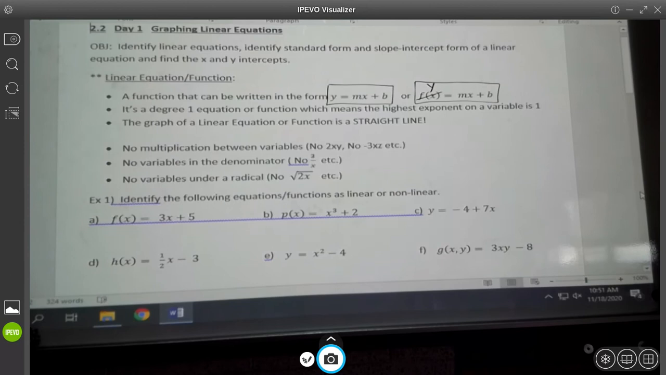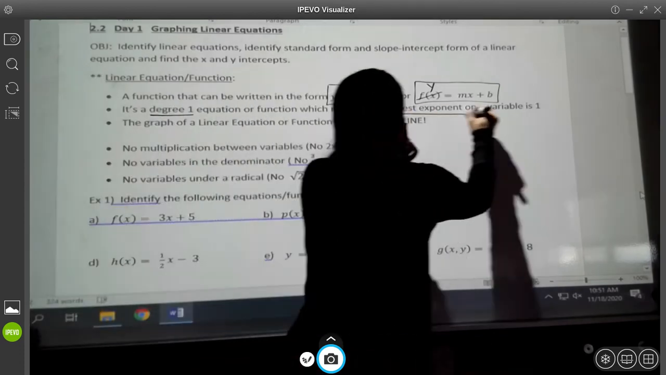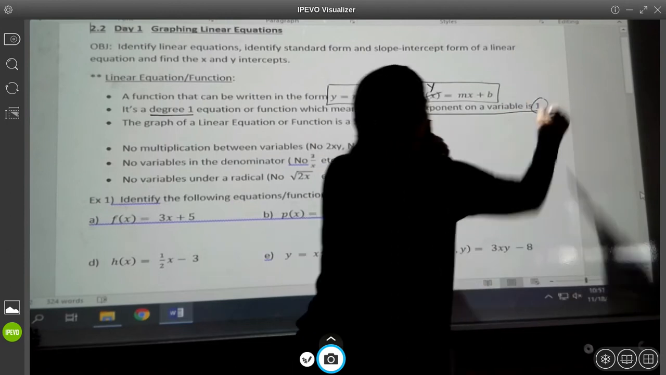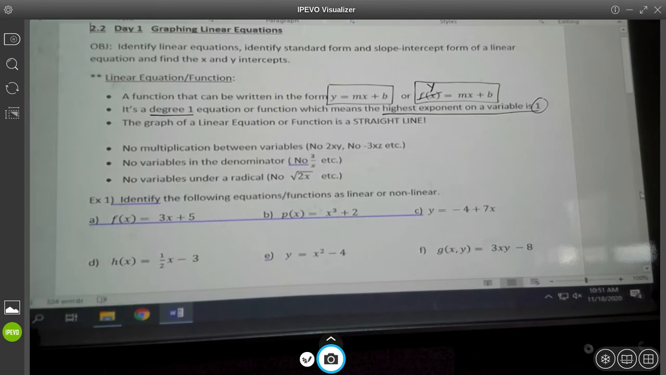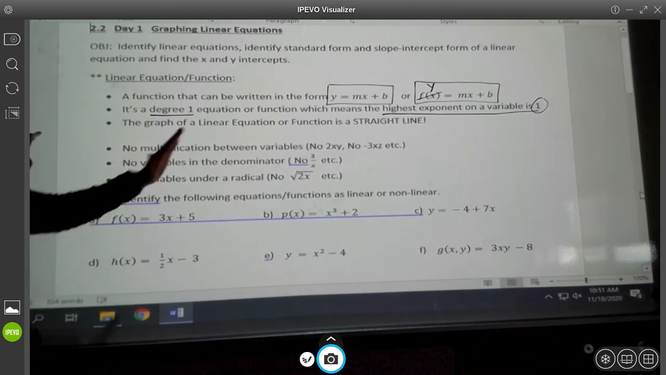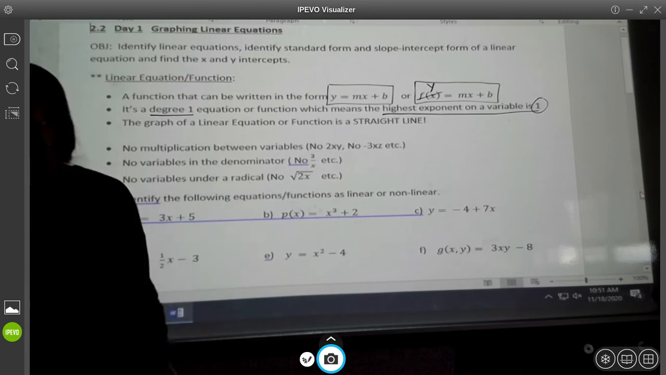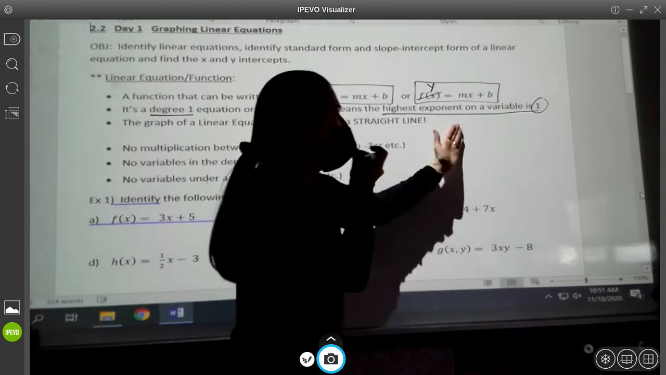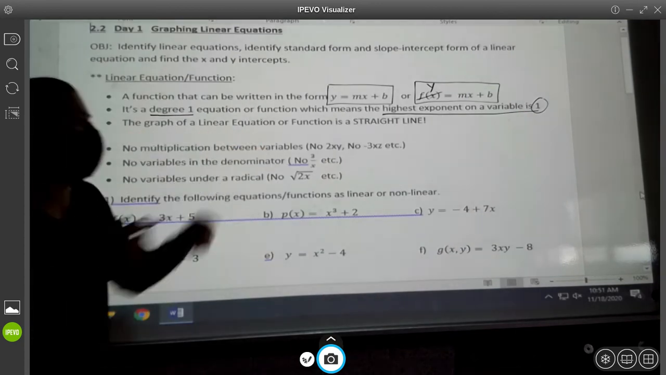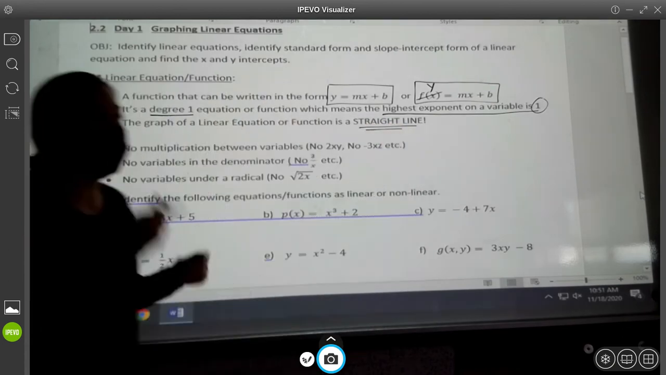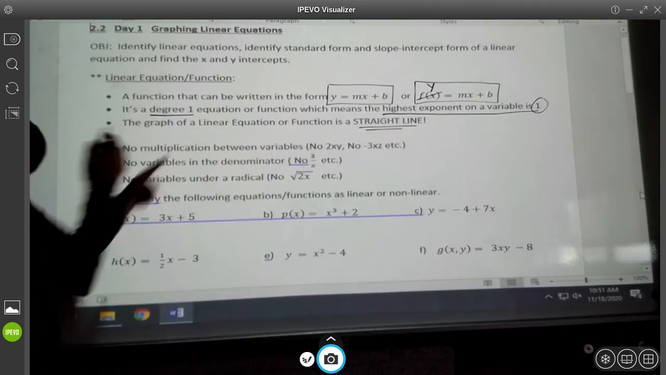Another way to think of a linear equation is as a degree 1 equation or function. What does it mean to be degree 1? It means the highest exponent on a variable is 1. So that's great, guys. That means they're basic. They're simple. Linear equations are as easy as they are ever going to get. If you have an x squared or an x to the third, that's not linear because now the highest exponent isn't 1. Also, the graph of a linear equation or function is always going to be a straight line. That's why they are called linear equations, because their graph makes a line.